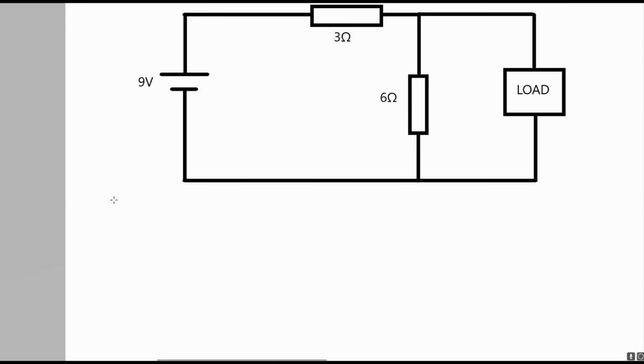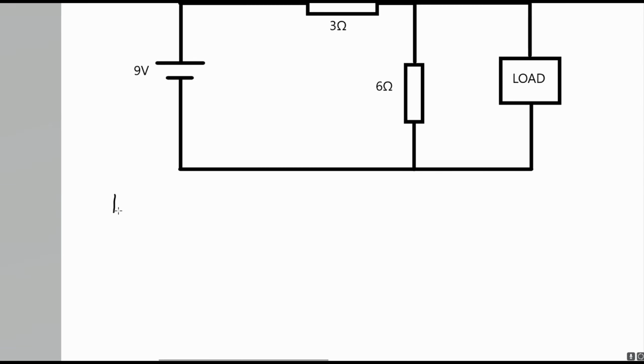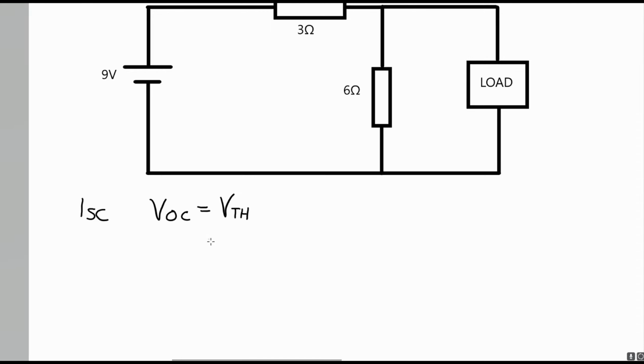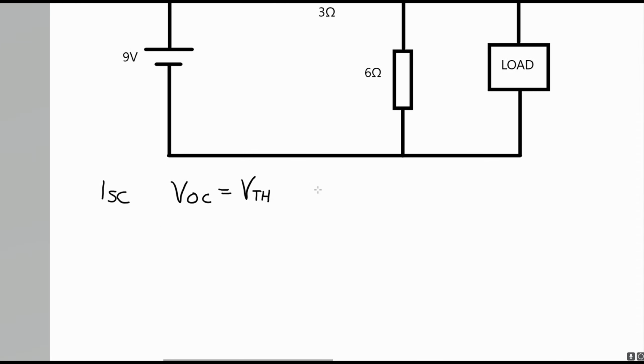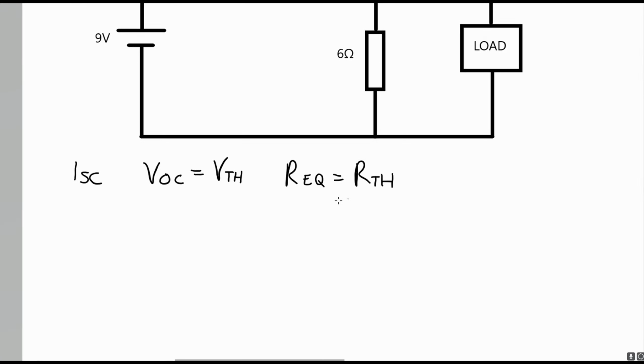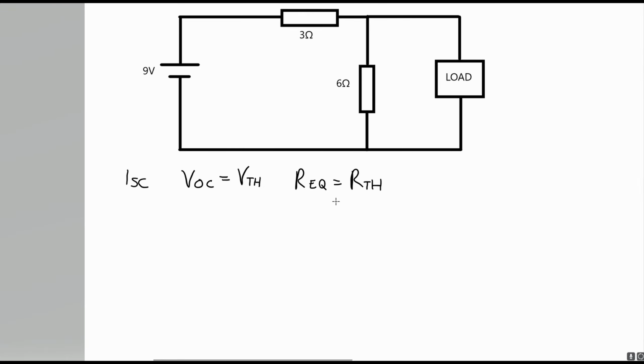Before I start, I just want to say I note things differently. So I have ISC, VOC, which she writes as VTH, and I also use REQ instead of RTH. You'll see why in a minute when I start doing the calculations.